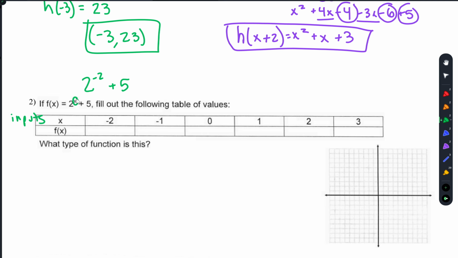Do we remember what happens with negative exponents? Anybody? What does a negative exponent do to my number? Anybody remember? It's been a minute since we've done exponents, right? If I have a negative exponent, that's going to make my number into a fraction. So I can rewrite this as 1 over 2 to the positive second power. So 1 over 2 to the positive second power is 1/4 plus 5, or 5 1/4. So that's what this guy is right here.